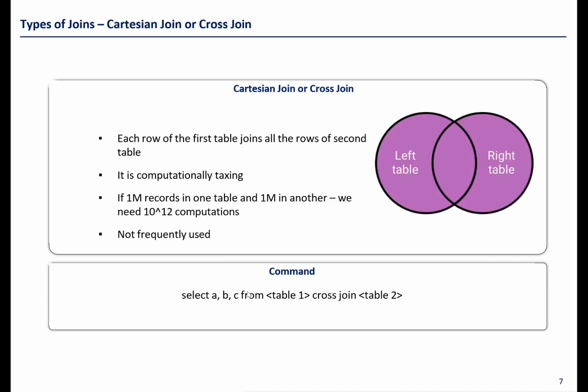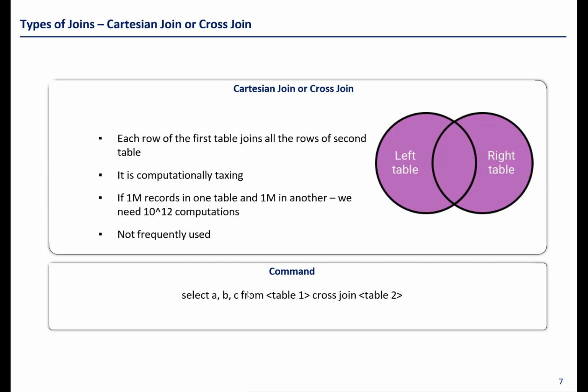Next, we will learn about Cartesian join or cross join. This is rarely used in practice. Some points to note about the Cartesian join are: each row of the first table joins all the rows of the second table. Second, it's computationally expensive as you are joining m into n number of rows, if m rows are there in the left table and n in the right table. For example, if there are 1 million rows in the first table and 1 million in the second, you will need to do 10 to the power 12 computations to just get this join. And the fourth one is, as I have already told, it's not frequently used anyways.